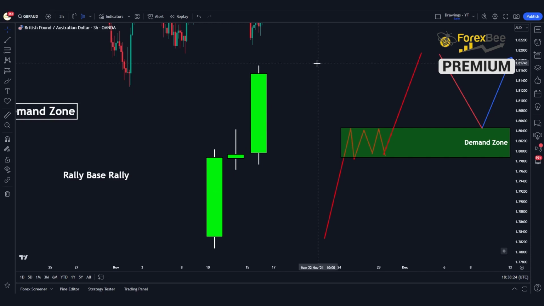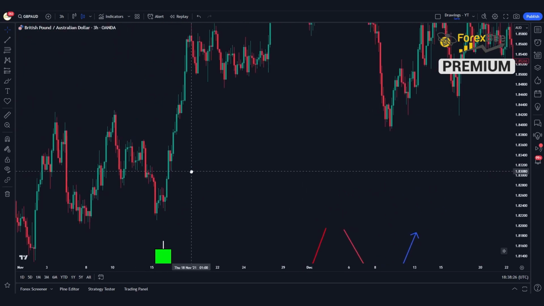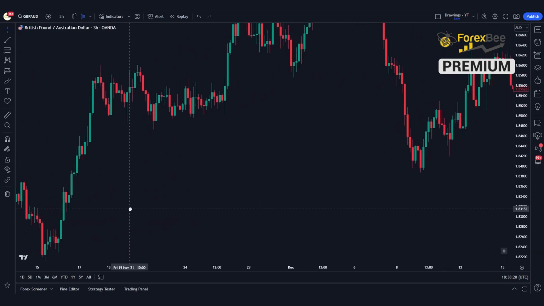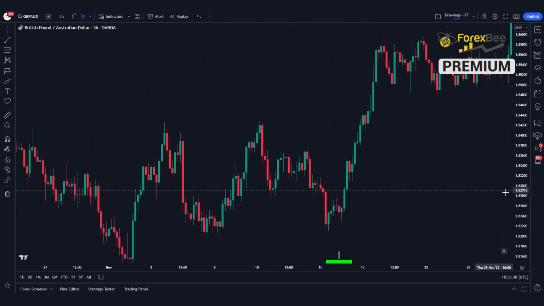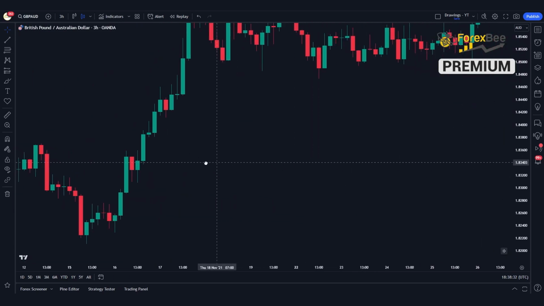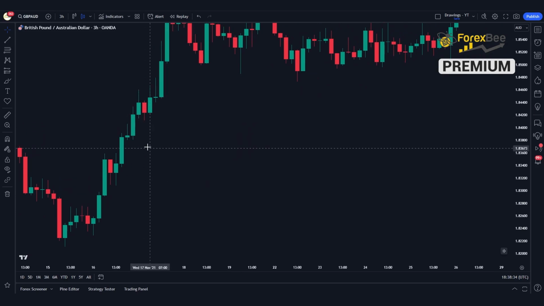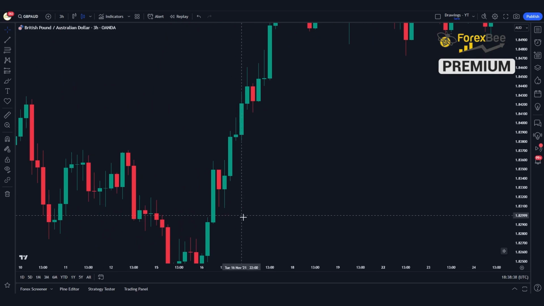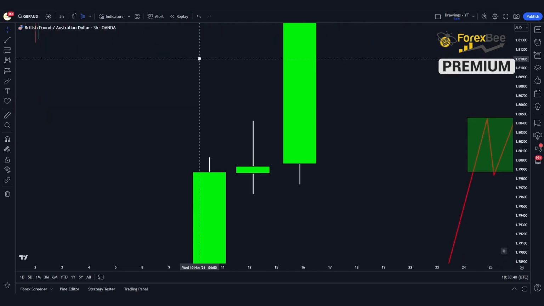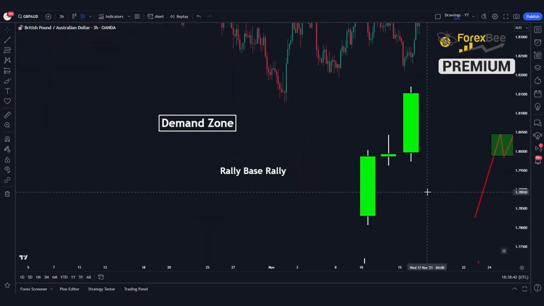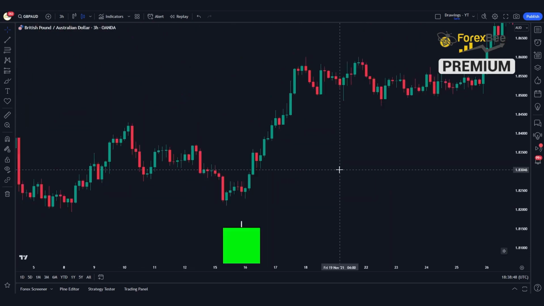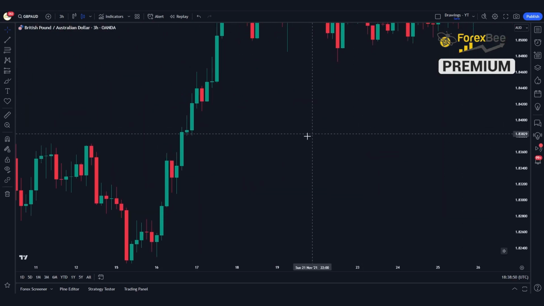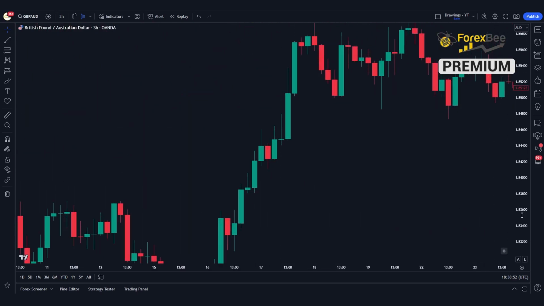Now let's go towards the charts, and let me try to look for any rally-based rally demand zone. If you look here, this is a very beautiful example because you can see the similar formation of the market structure that we saw here is forming up there. You saw a big bodied bullish candle, then a small bodied candle, then again a big bodied bullish candle. Now if we zoom in here, this is exactly what we see forming here.